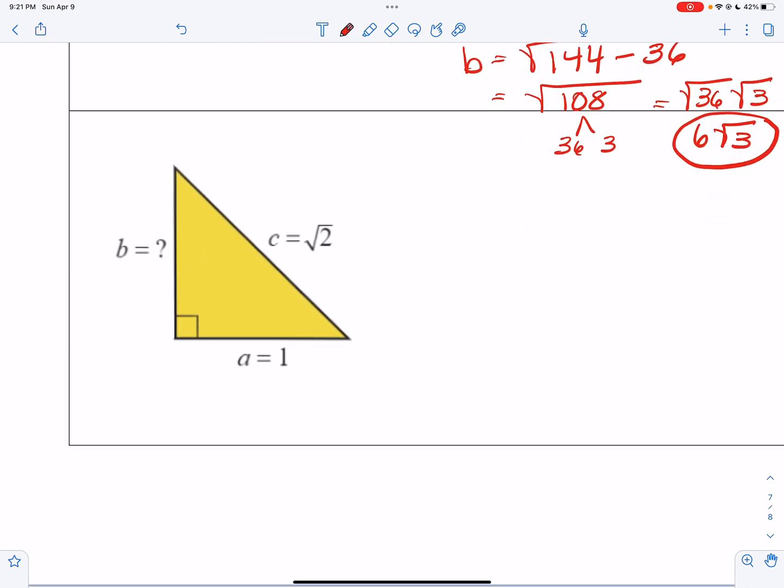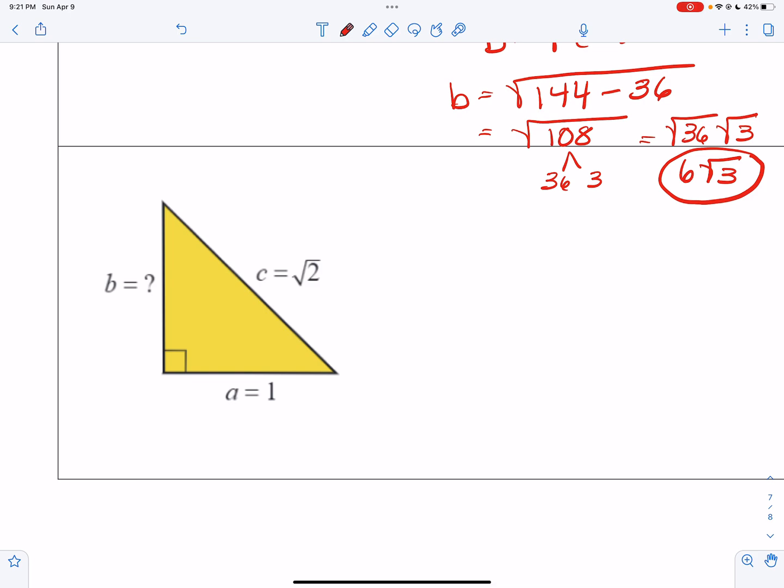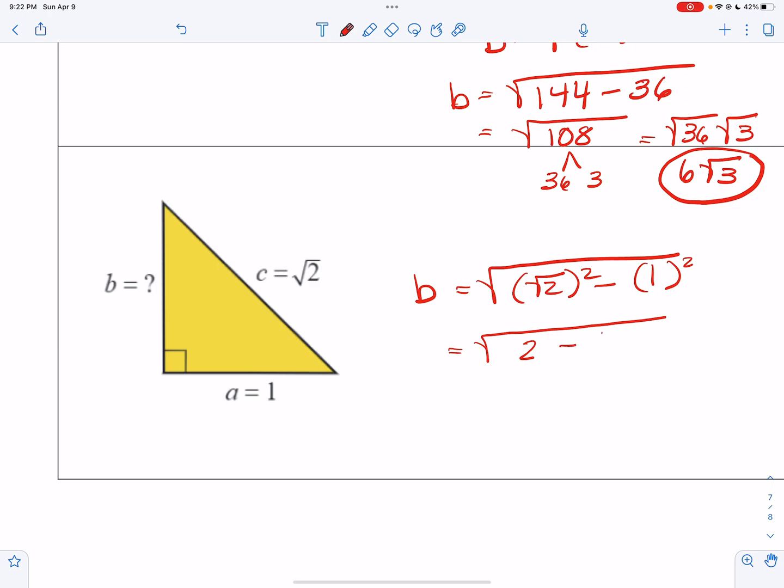And I believe this is the last one. So again, we're looking for b, so let's do b. And it is the square root of c, which is radical 2 squared, minus a, which is 1 squared. And so the square root of 2 squared is the square root of 4, and the square root of 4 is 2. Whoops, I forgot my square here. Minus 1, because 1 squared is just 1. And so that is the square root of 1, which is equal to 1.